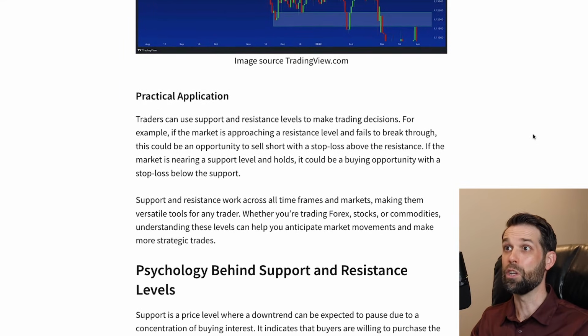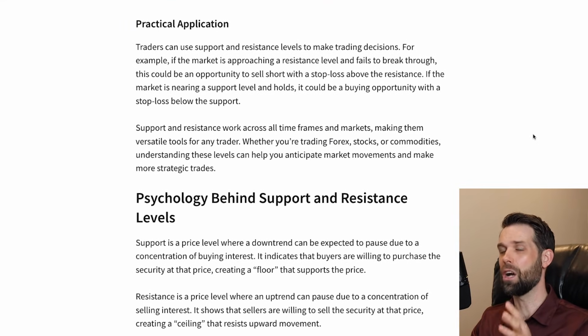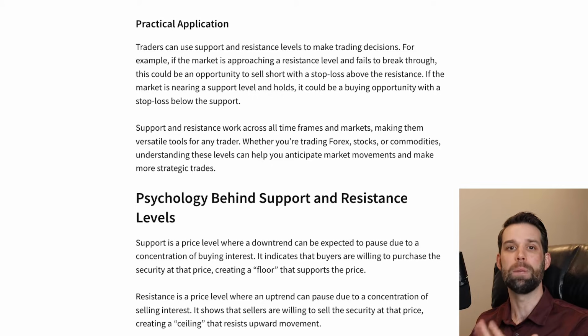So in terms of practical applications, we talked a little bit about this. Traders can use these support and resistance levels to make trading decisions. So if the market is approaching a resistance level and it fails to break through, this could be an opportunity to sell short. And if the market is nearing a support level and the support holds, that could be a good buying opportunity.